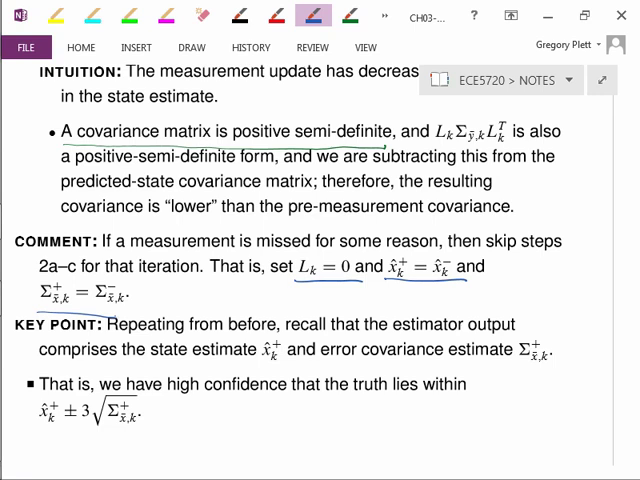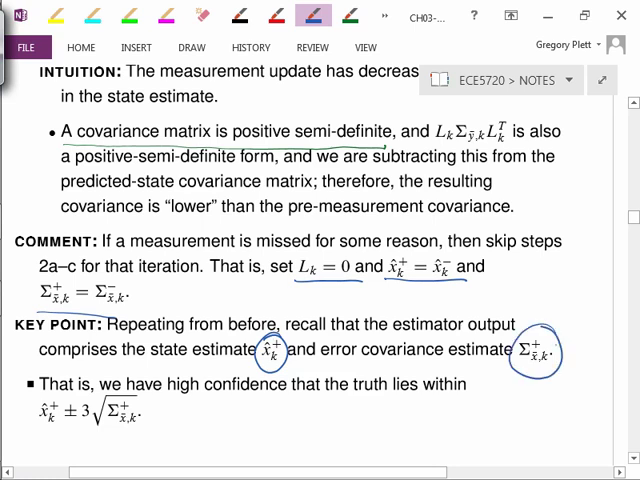And repeating one more time, the estimator output comprises 2 chunks of information. One is the state estimate itself from step 2B, and one is the covariance estimate from step 2C. And we have high confidence that the true state lies in these bounds right there.